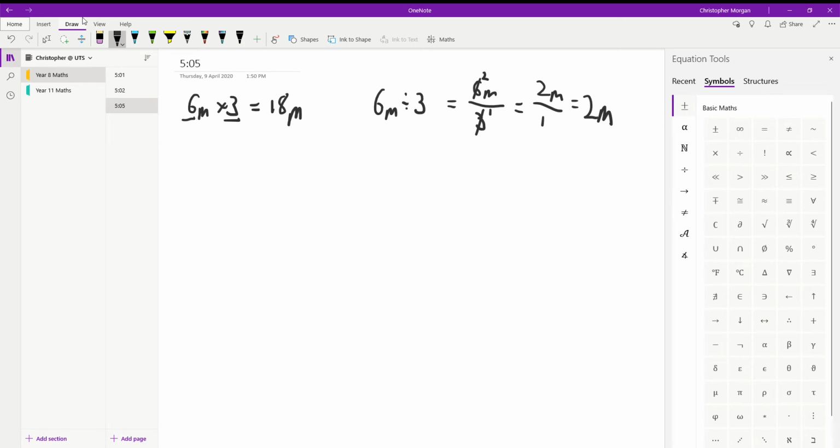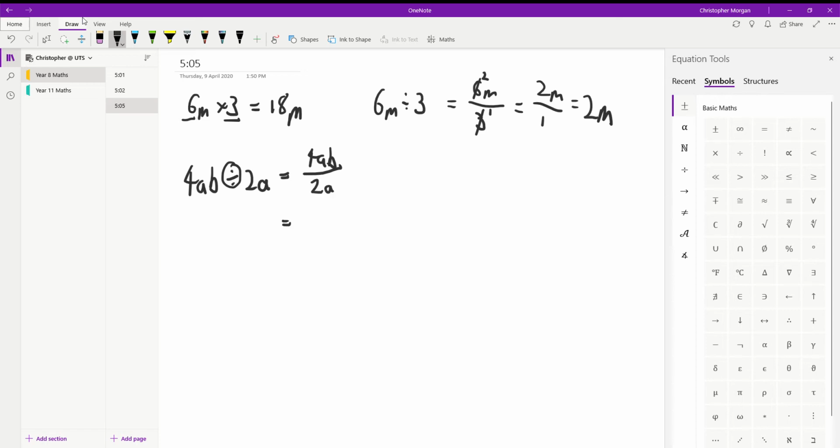Okay, I find putting divisions in fractions can often help, especially when there's algebra involved. For example, this one right here is 4ab divided by 2a. Remember, we can write that as our fraction. So 4ab over 2a, because remember our divide sign just means that's a fraction.